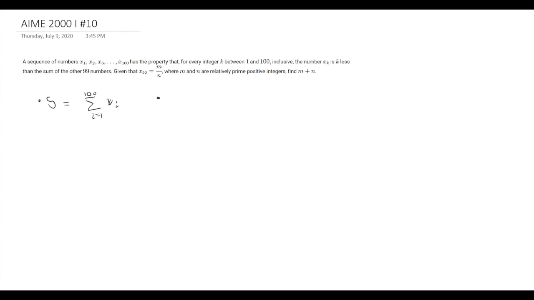So let's see how we can express that in terms of S. We're told that x sub k is equal to k less than the sum of the other 99 numbers. So what is the sum of the other 99 numbers? That's going to be S minus x sub k, and then it's k less than that. But now we have an x sub k on both sides. Adding x sub k to both sides, we get 2 x sub k equals S minus k. So x sub k equals (S minus k) over 2. Each of the terms in the sum is equal to (S minus k) over 2, where k is the index of x sub k.